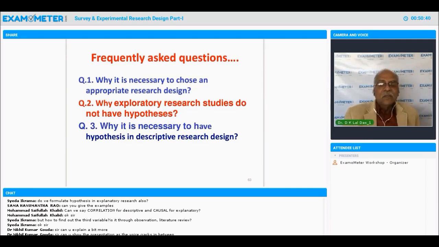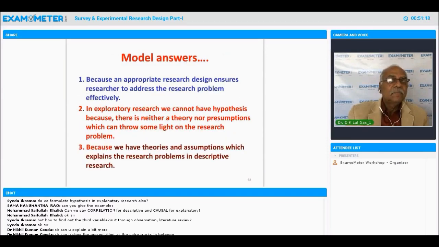These are some of the frequently asked questions. Why it is necessary to choose an appropriate research design? Why exploratory research studies do not have hypotheses? Why it is necessary to have hypothesis in descriptive research design? Now you can see the answers.